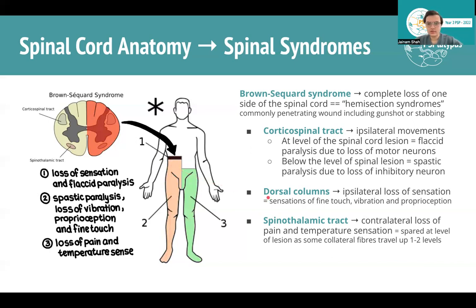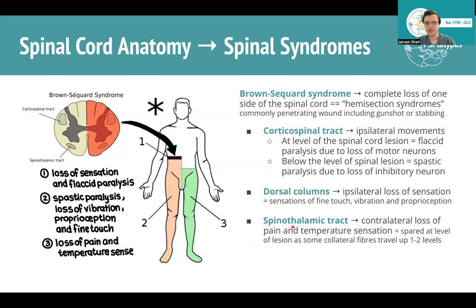Now the dorsal columns, remember, are responsible for fine touch, vibration, proprioception, and all those non-pain and non-temperature sensations. You will have ipsilateral loss of sensation because everything within the spine is ipsilateral. So you will have a loss of those sensations, which is covered in that same territory of 2. If you want to remember, 2 is not just spastic paralysis, but also no vibration, no proprioception, no fine touch. That helps a lot.